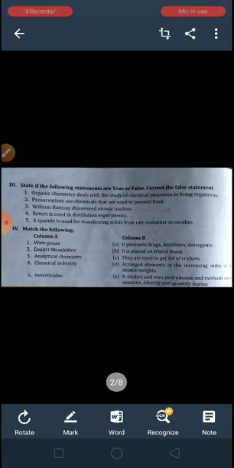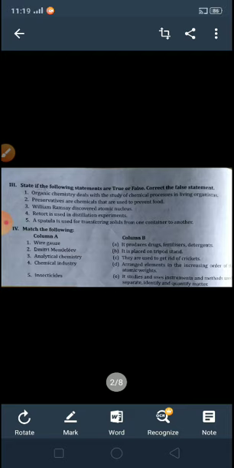The first question: organic chemistry deals with the study of chemical processes in living organisms. As we know, organic chemistry is not the study of chemical processes in living organisms. Biochemistry deals with the study of chemical processes in living organisms. So you write this sentence, then in bracket you write F, and the right answer: biochemistry deals with the study of chemical processes in living organisms.